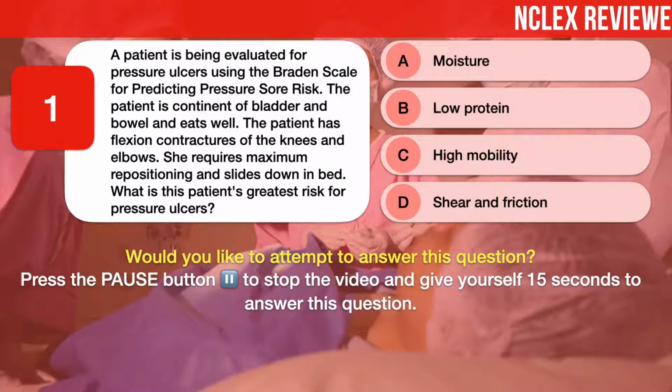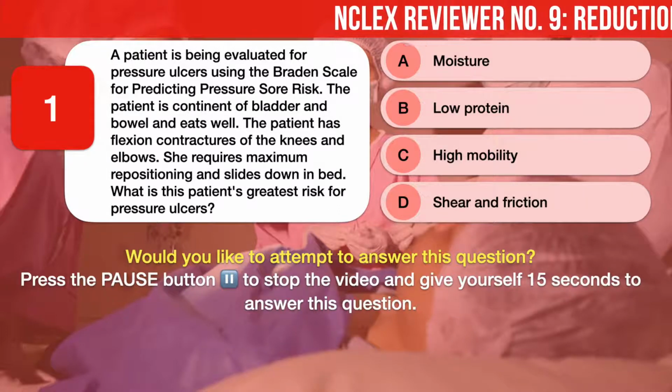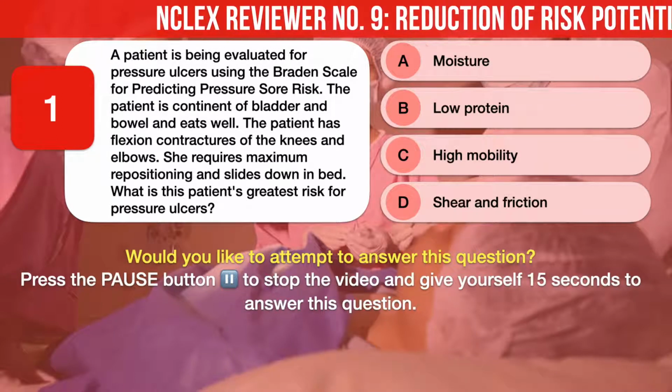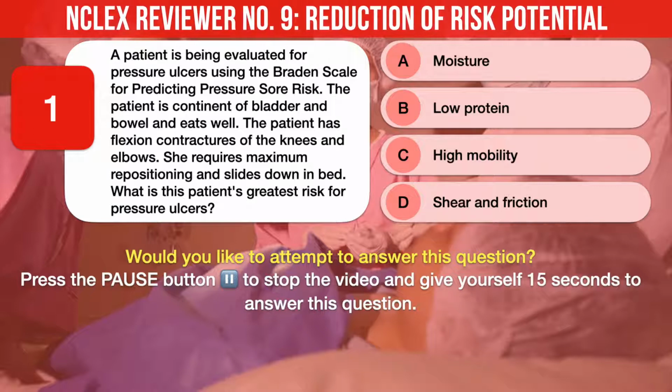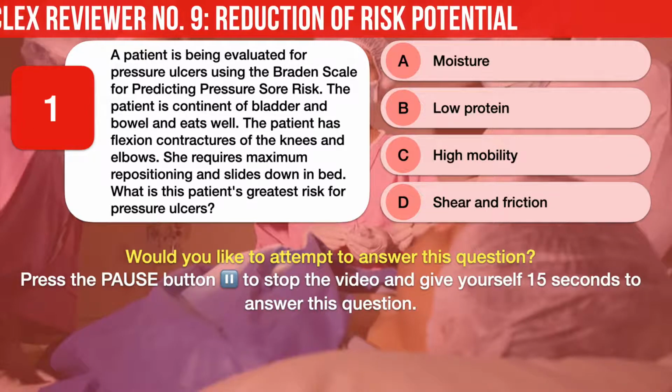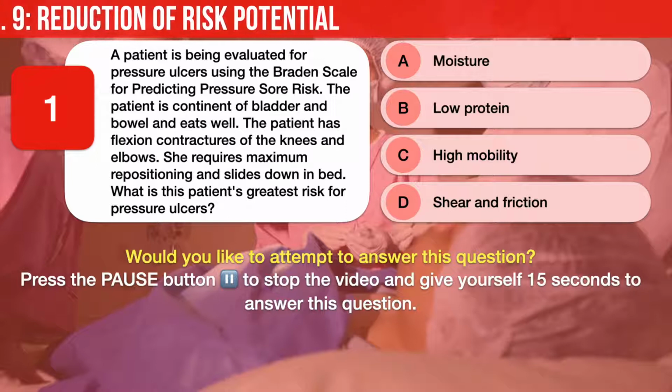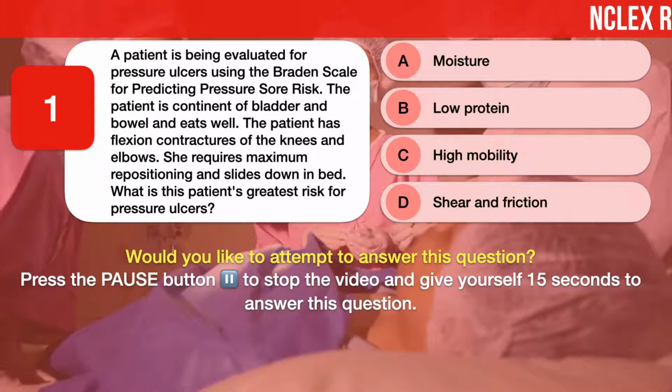Question number 1. A patient is being evaluated for pressure ulcers using the Braden scale for predicting pressure sore risk. The patient is continent of bladder and bowel and eats well. The patient has flexion contractures of the knees and elbows. She requires maximum repositioning and slides down in bed. What is this patient's greatest risk for pressure ulcers?